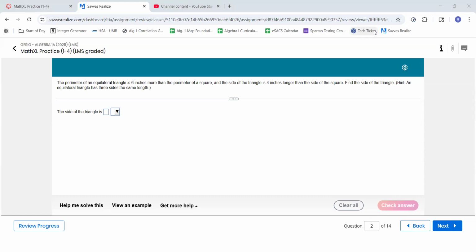So it says the perimeter of an equilateral triangle. Well, first of all, an equilateral triangle is one where all three sides are the same. The perimeter of an equilateral triangle is 6 inches more than the perimeter of a square. So we're looking at a square as well. We're comparing the two. So it's a square. All these sides are the same.